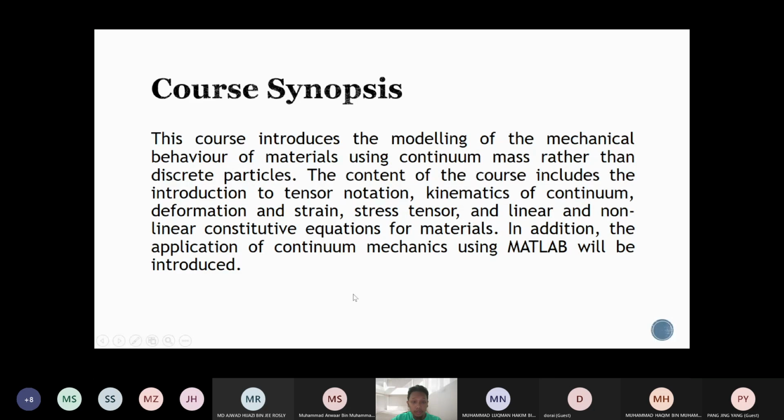So what is this course? This course introduces the modeling of mechanical behavior of materials using continuum mass rather than discrete particles. Later on, I will explain more what is continuum mass and what are discrete particles. The content of the course includes introduction to tensor notation, kinematics of continuum, deformation and strain, stress tensor, and linear and non-linear constitutive equations for materials. Also in this subject, I will introduce some MATLAB functionality and how to use MATLAB to solve some continuum mechanics problems.